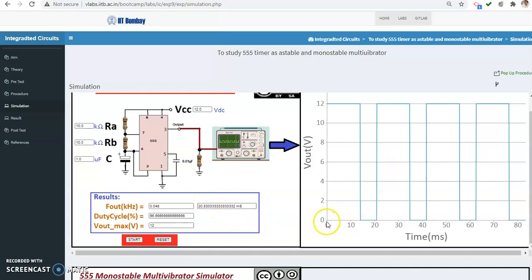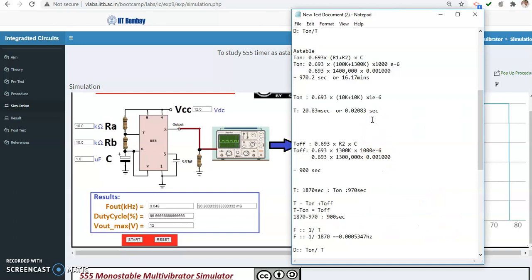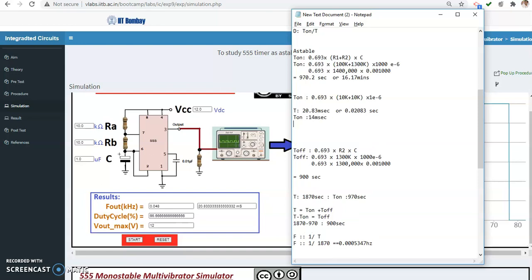See here, 0 to 20 is the total time. I will move the cursor, it's showing at last 20.8. What is the on time? On time is 14. Exactly, it is 14, 14 for on time. So on time is equal to 14 milliseconds. Okay, milliseconds.